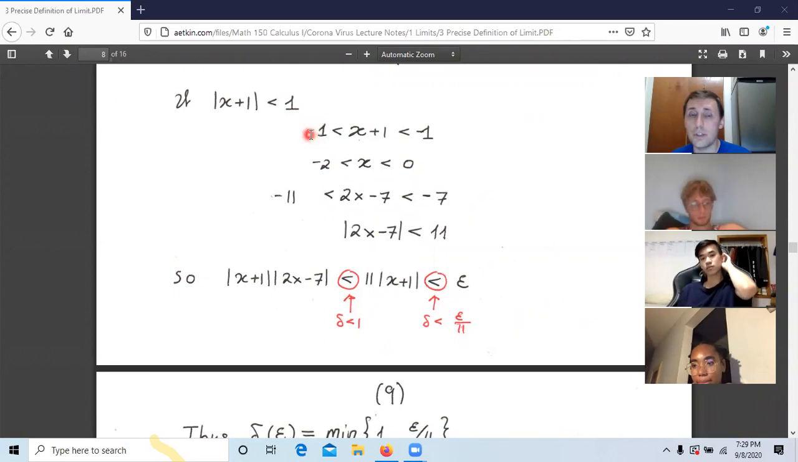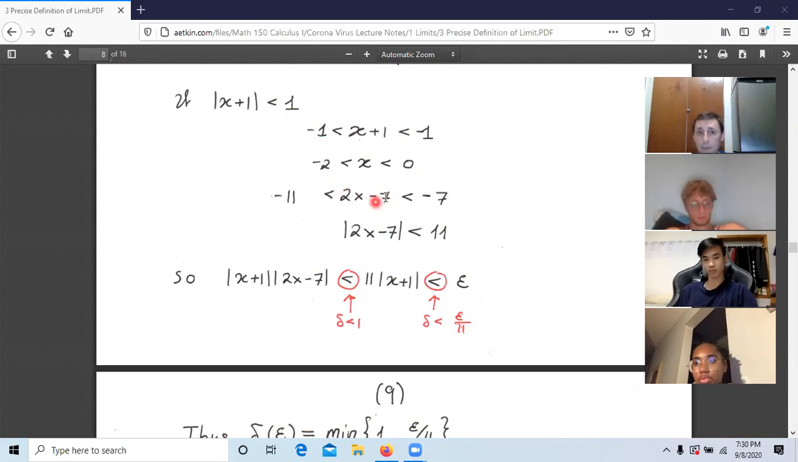Right. Okay. So the number is between -1 and 1, which means if I subtract 1, I get 0 on the right and -2 on the left. And then I multiply by 2 and subtract 7, and I get the bounds -11 and -7, right? So 2 times -2 is -4. -4 minus 7 is -11, and 0 minus 7 is -7. So 2x minus 7 is a number between -11 and -7. It never goes below -11 or above -7.